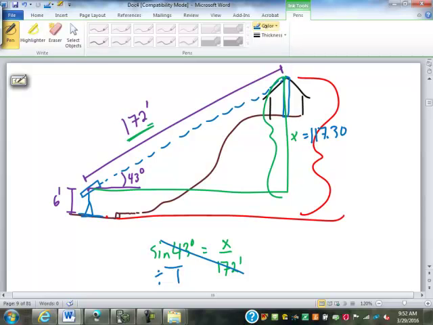And of course, that's not our answer. We need to add the 6 feet: 123.3 feet. How many of you had 117.3 and forgot to add the 6? That's not so bad.